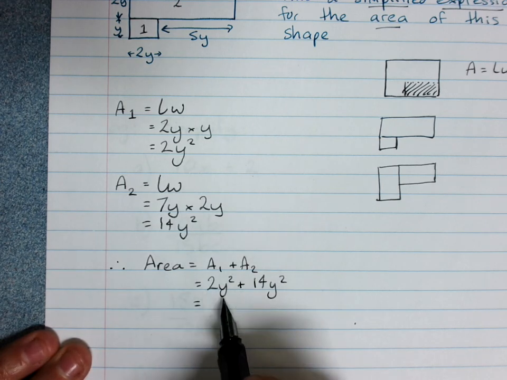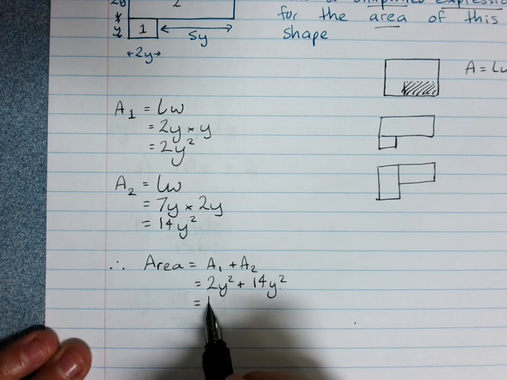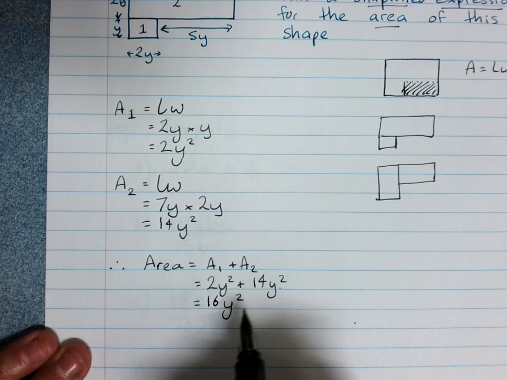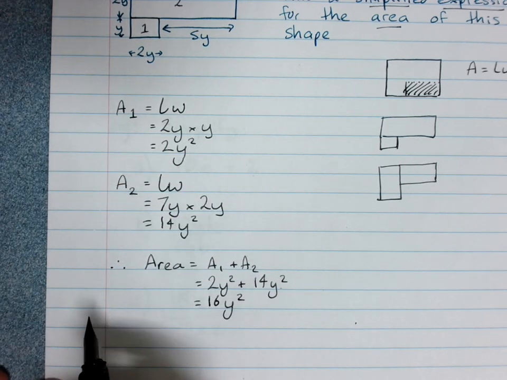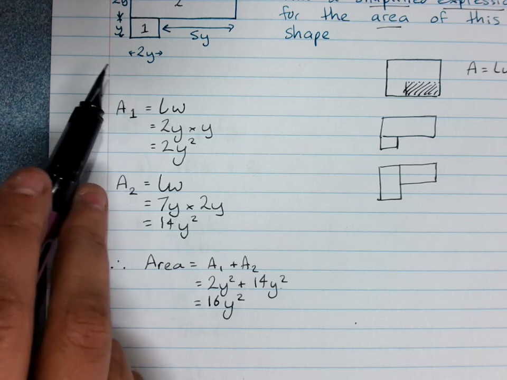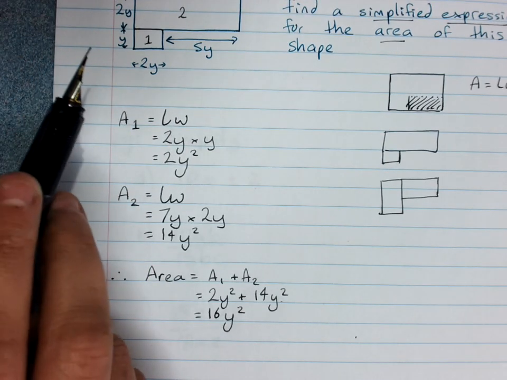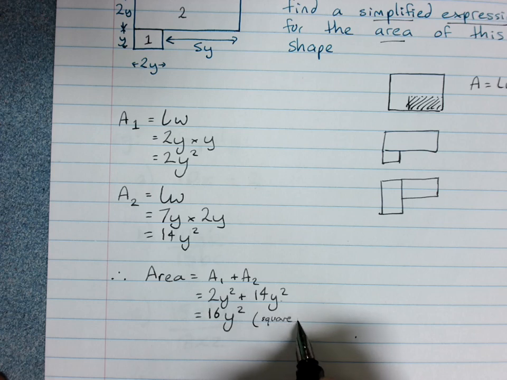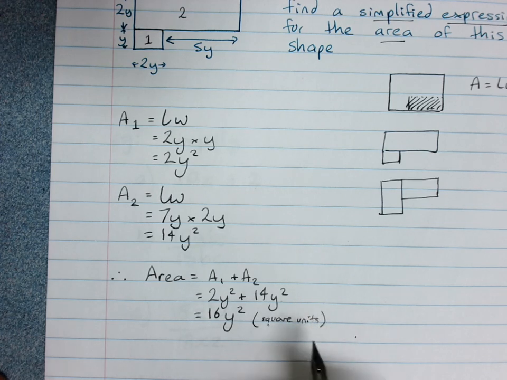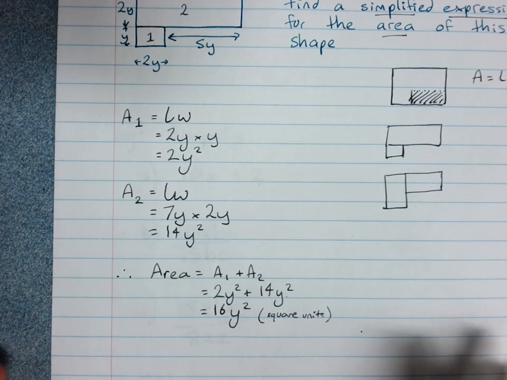So I've got 2 lots of y squared and 14 lots of y squared. They're like terms. That will be 16y squared. We can't make that any more simple. Now, they haven't told us whether this is meters or centimeters or what. But you know, if they did tell you, it'd be units squared. So you can actually put after that square units, just to say that you know we'd be in centimeters squared or millimeters squared or something like that.